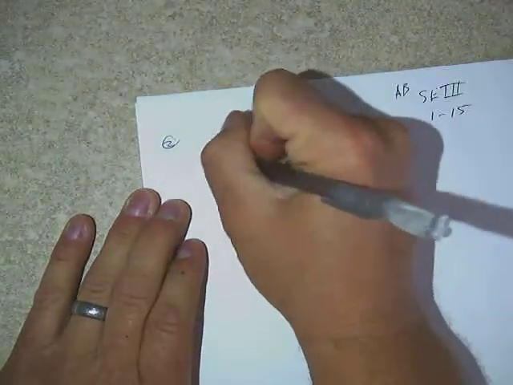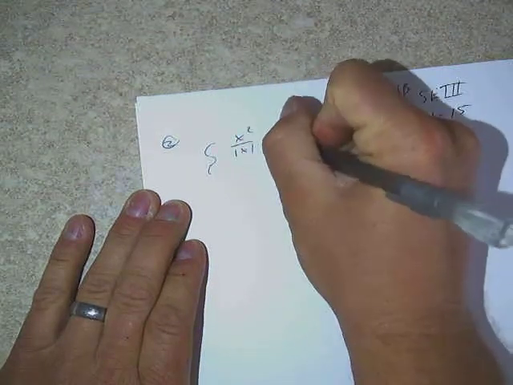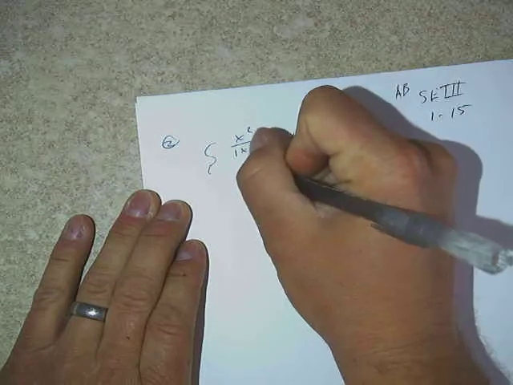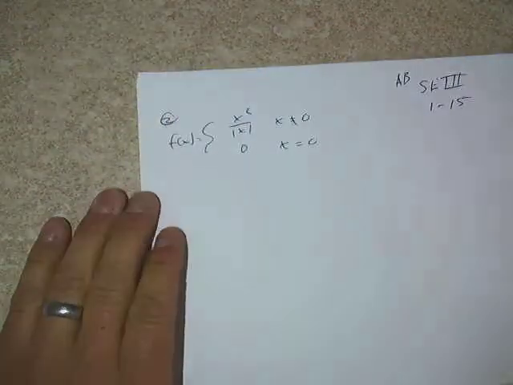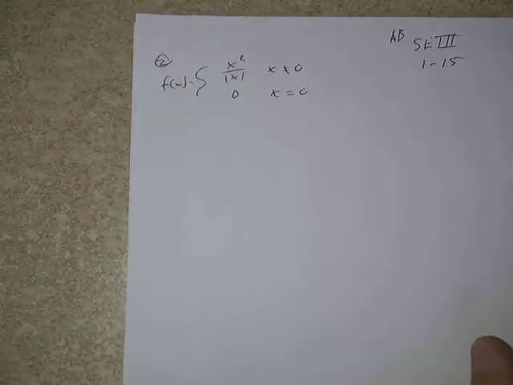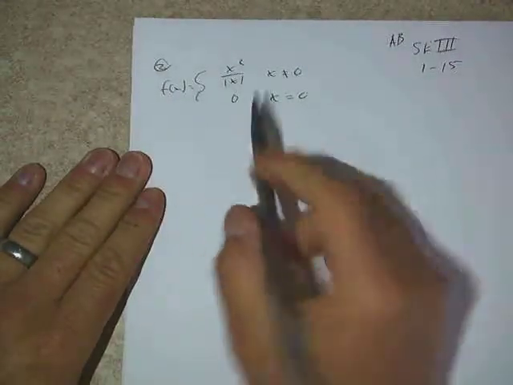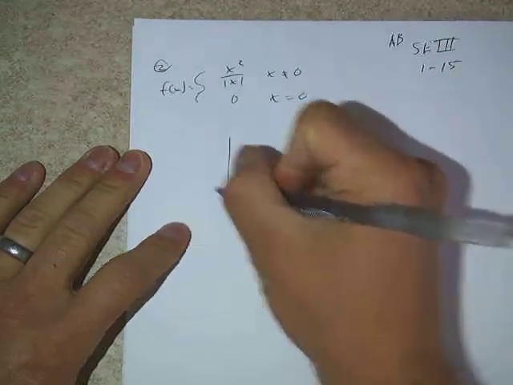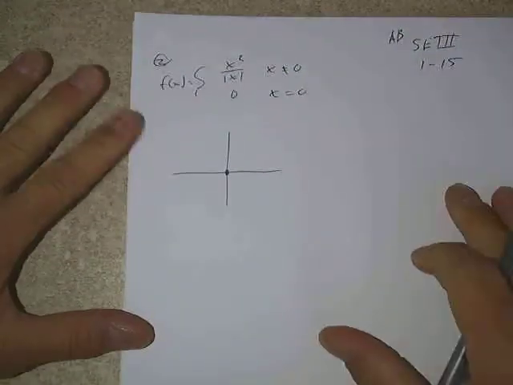For number 2, we have a piecewise function that's x squared over absolute value of x for x not equal to 0, and 0 for x equal to 0. We ultimately need to let f be the continuous function defined above, and we want to know what is the value of the integral from -4 to 2 of f of x dx. So let's think about what this picture will look like here. If we were to plot some points, we can figure out hopefully what this looks like.